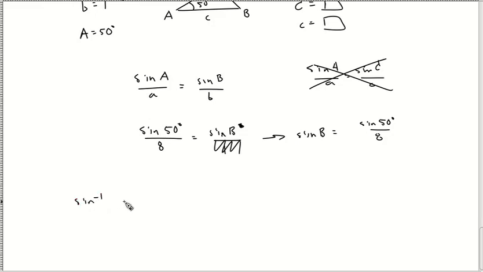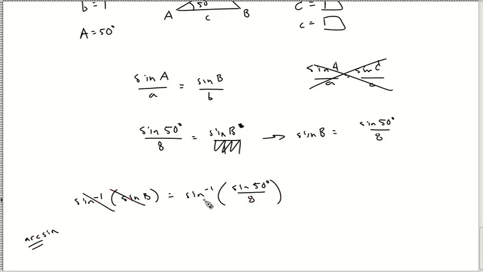Arc sine. Very good. You got it. And so I'm going to do arc sine of both sides. And do you remember what I told you about the arc? What did the arc mean? When I said arc sine, the arc meant angle. So we're looking for an angle in the end.